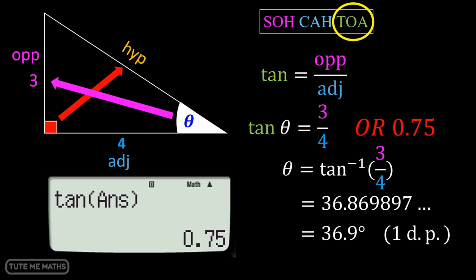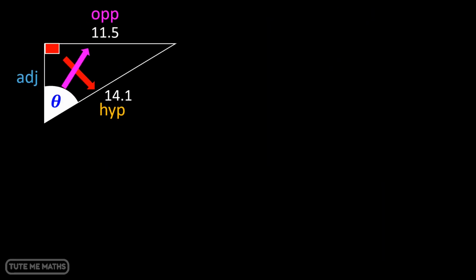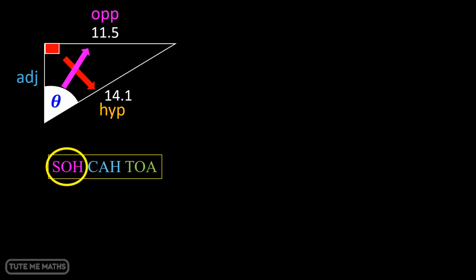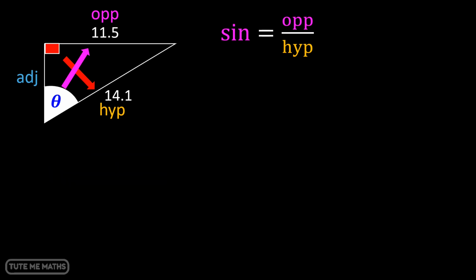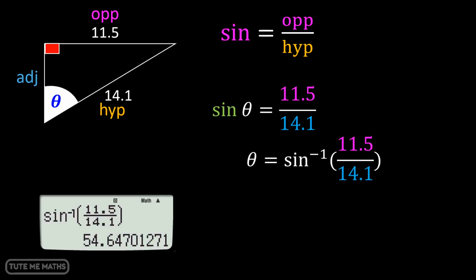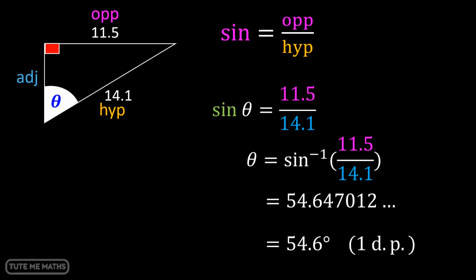3/4. Let's wrap this short video up with one last example. Press pause if you'd like to try it on your own. Labelling the sides, we see that we are given the opposite and hypotenuse lengths, so we need to use the sine ratio again. With the opposite side being 11.5 and the hypotenuse being 14.1, pressing Shift Sine to get the inverse sine function, we find that the angle is 54.6 degrees.